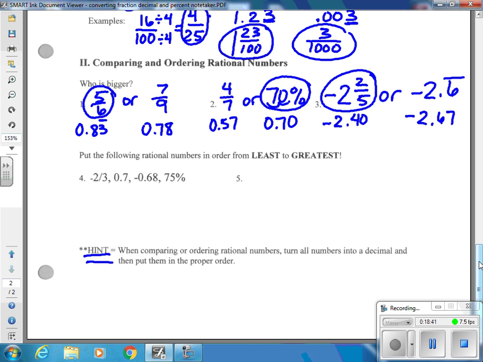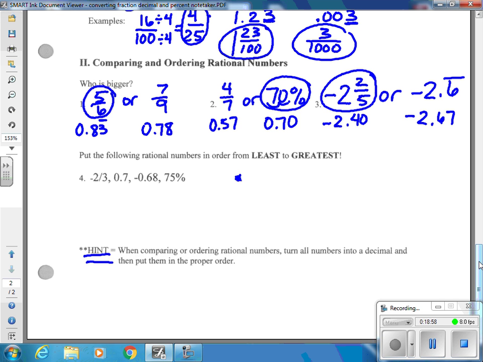So for number 4, when we're putting them in order from least to greatest, it's going to be the same deal. Put them in decimals first and then put them in order. So we're going to cross off the number 5 part. We're going to put them in order on that side. All right, we're going to do decimals first.